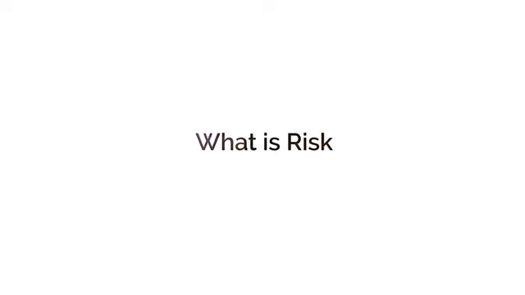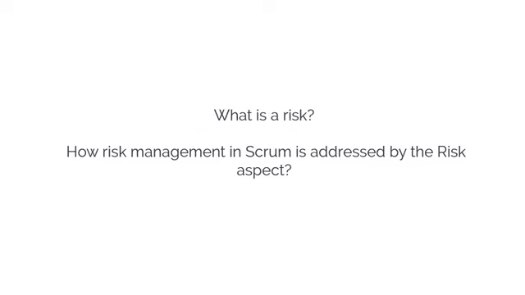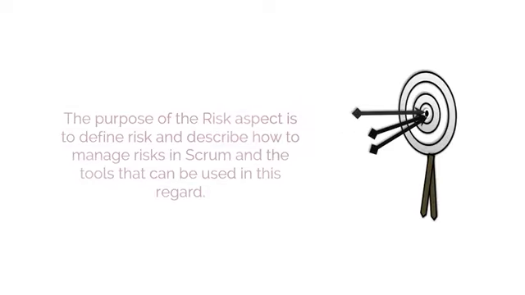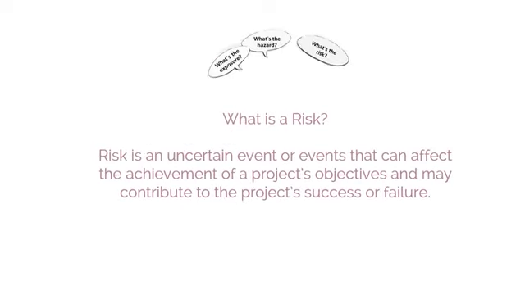Let us begin by understanding what a risk is and how risk management in Scrum is addressed by the risk aspect. The purpose of the risk aspect is to define risk and describe how to manage risks in Scrum and the tools that can be used in this regard. What is a risk? Risk is an uncertain event or events that can affect the achievement of a project's objectives and may contribute to the project's success or failure.